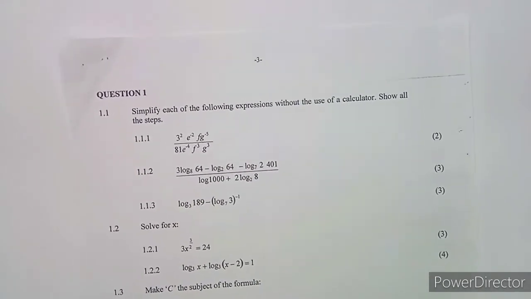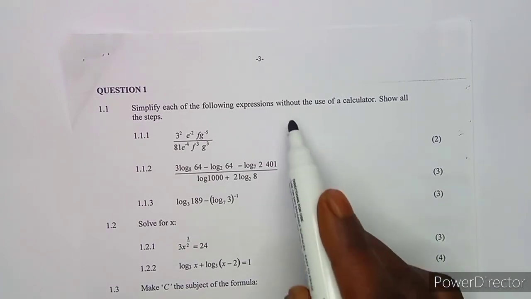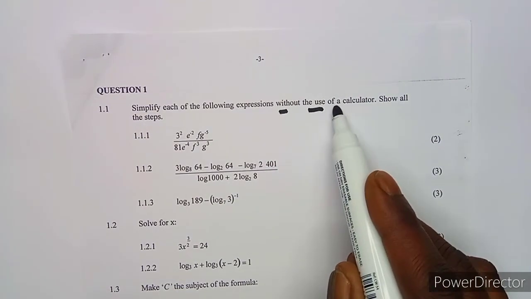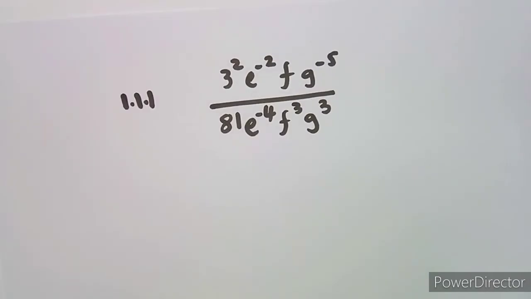We are asked to simplify on question Y each of the following expressions without, take note, without the use of a calculator. Show all steps. So we are not allowed to use a calculator there, but we are then required to show all the steps. So this is what we have here. Let's see how we are supposed to answer this typical question.